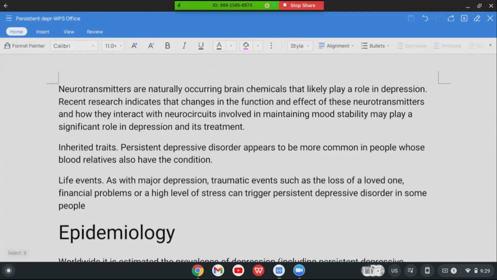The causes include neurotransmitters that occur naturally in the brain, which very likely play a role in depression. There are also life events, any kind of traumatic event that can lead to major depression and can trigger persistent depressive disorder in some individuals.